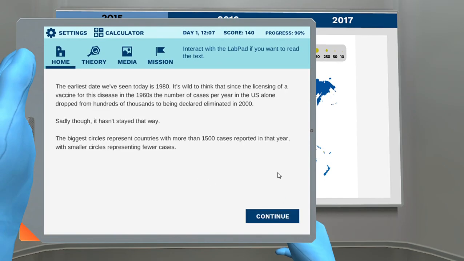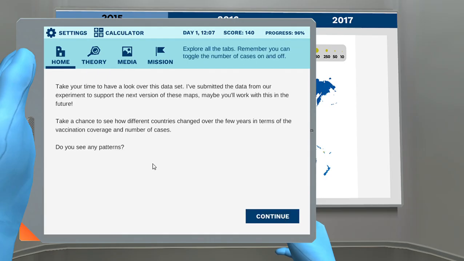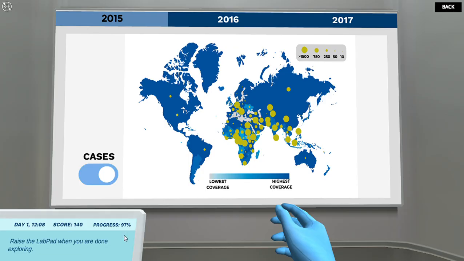The earliest date we've seen today is 1980. It's wild to think that since the licensing of a vaccine for this disease in the 1960s, the number of cases per year in the U.S. alone dropped from hundreds of thousands to being declared eliminated. Take your time to have a look over this data set. I've submitted the data from our experiment to support the next version of these maps. Raise the lab pad when you are done exploring.